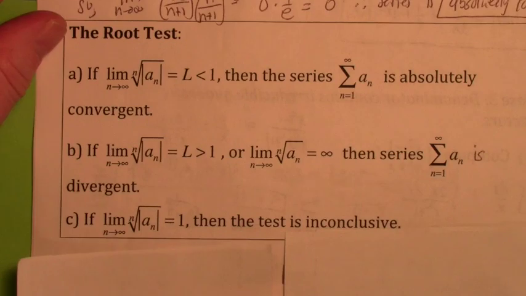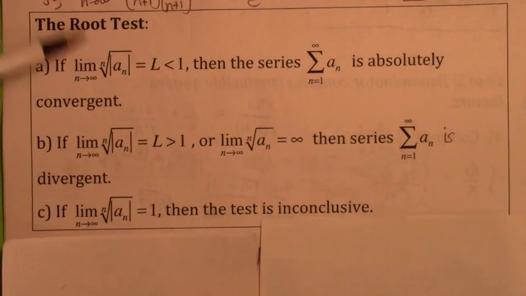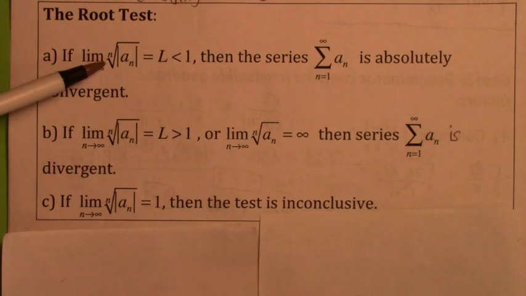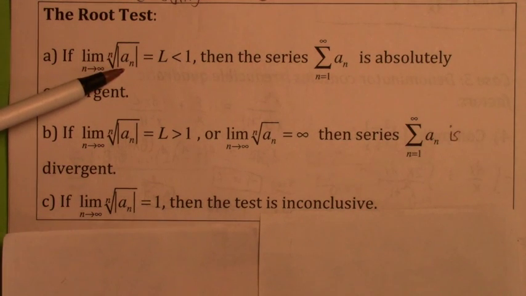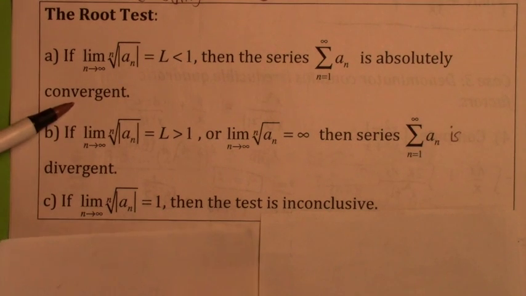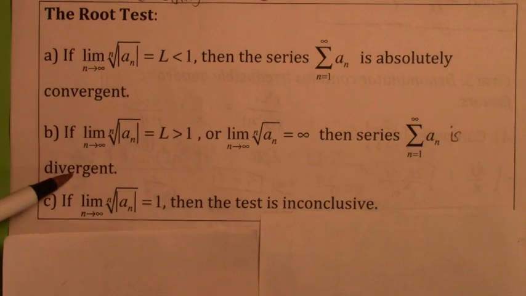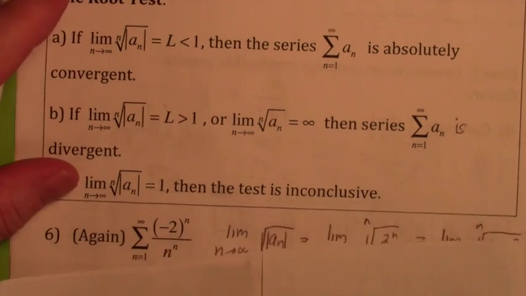the root test looks almost exactly like the ratio test. It's the same kind of conclusion, but you take the limit as n goes to infinity of the nth root of the absolute value of a sub n, instead of taking the ratio. If the nth root of the absolute value of a sub n goes to L less than 1, this series is absolutely convergent. If it goes to a number greater than 1 or goes to infinity, this series is divergent. And if it equals 1, the test is inconclusive.